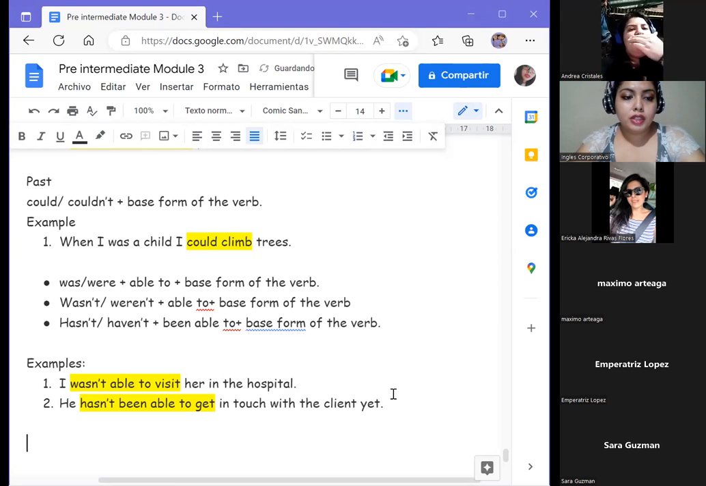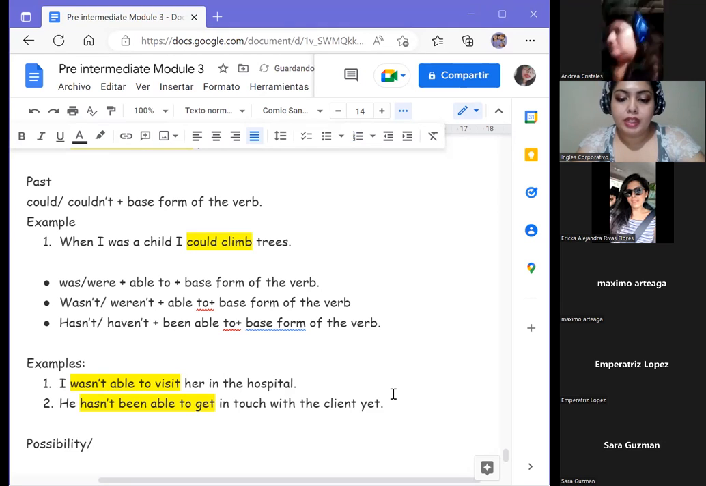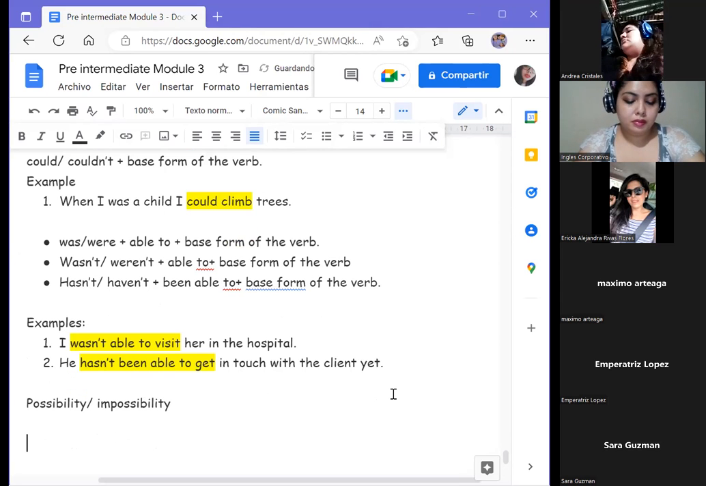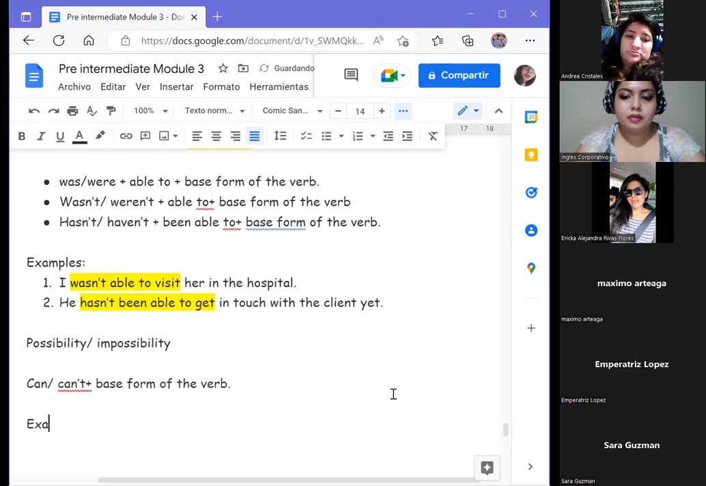So, now we are talking about possibility and impossibility. That is another thing that we have with can and could. Possibility and impossibility. And we have can plus base form of the verb, and we have the example. This is very simple.